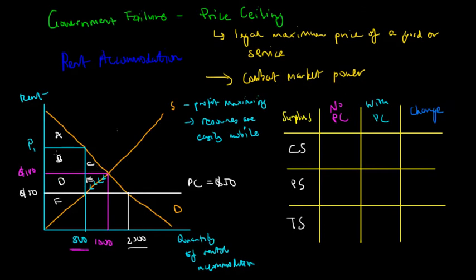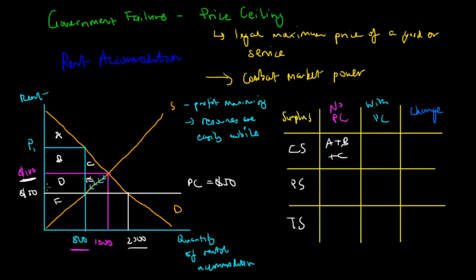We can see that without a price ceiling and with the market at equilibrium, the consumer surplus, being the excess over the price that consumers are willing to pay, would be A plus B plus C, and that's the consumer surplus right there.